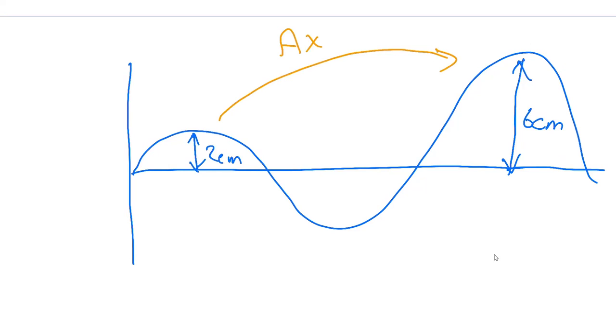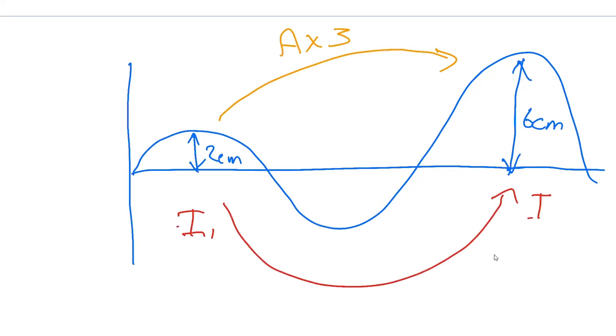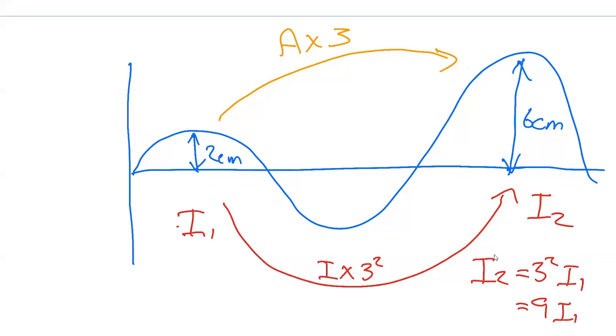3. Correct. So now when we look at the intensity of the wave, if this is I1 and this is I2, by how much does the intensity increase? The intensity increases by 3 squared, correct. So intensity is times by 3 squared. In other words, I2 is equal to 3 squared I1, which is equal to 9 I1. In other words, if I increase the amplitude by 3, I increase the intensity by 9.